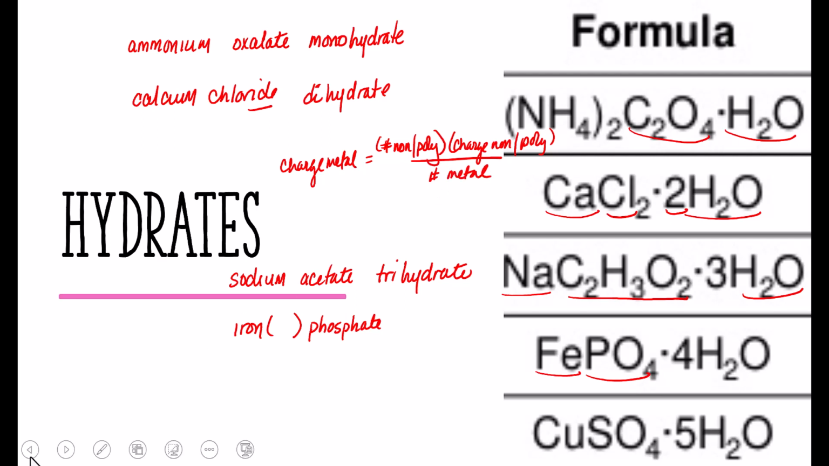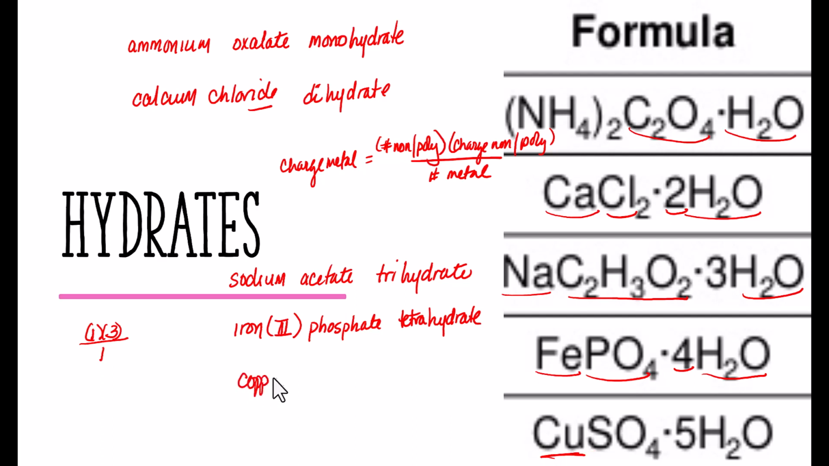So for the number of polyatomic, there's 1 phosphate. The charge of phosphate is 3. There is 1 metal, Fe, so that's 1. So 1 times 3 divided by 1, the charge of iron is 3. H2O is hydrate. There are 4 of them. The prefix is tetrahydrate.